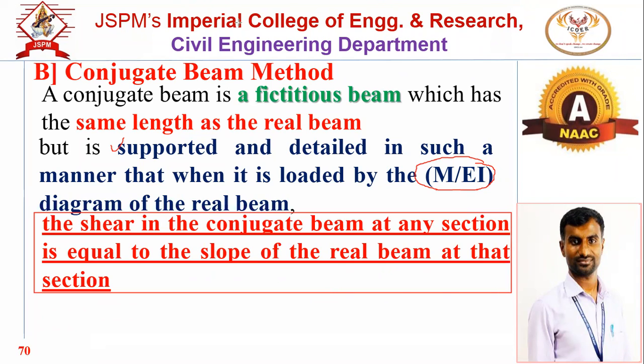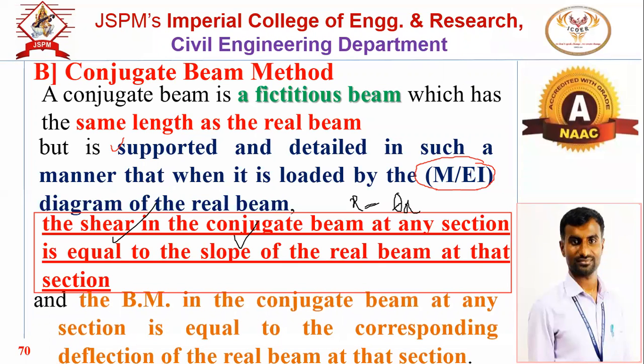In the moment area method, what happened was: find out the area between 2 points under the M by EI diagram, we will get the slope. Here what do we have to find out? Here we have to find out the shear force in the conjugate beam at a certain point X. Then you will get the slope at that certain point X. Okay, this is for the slope.